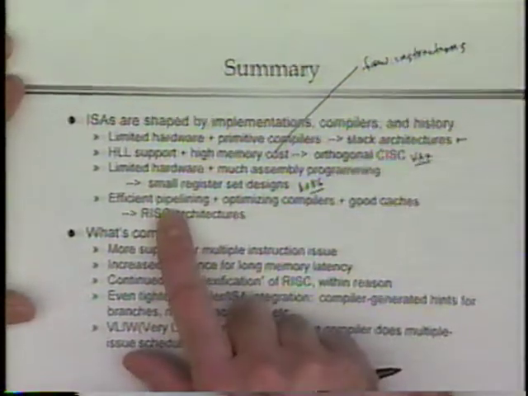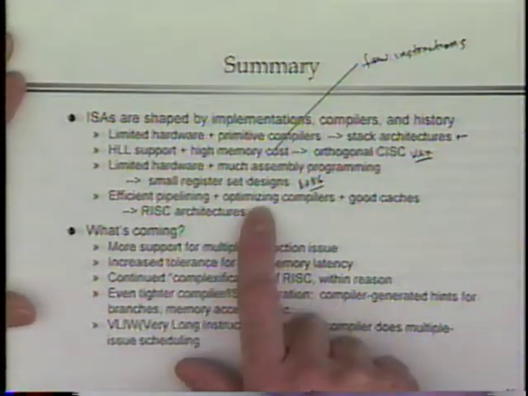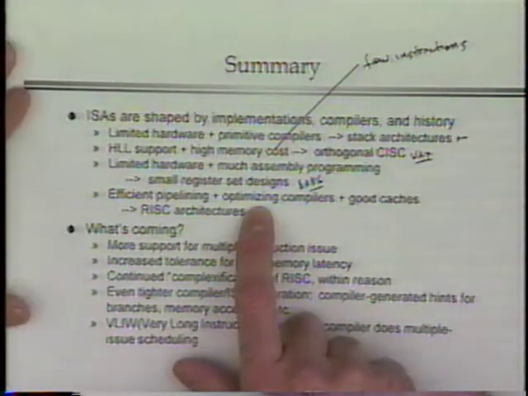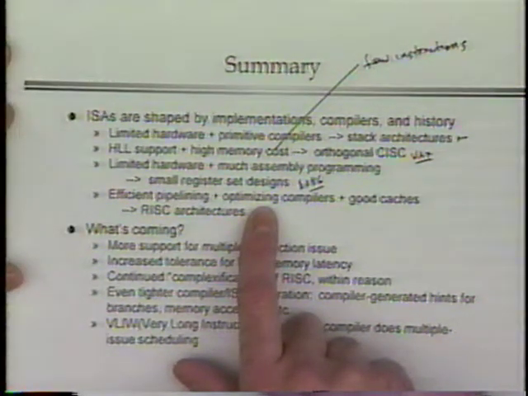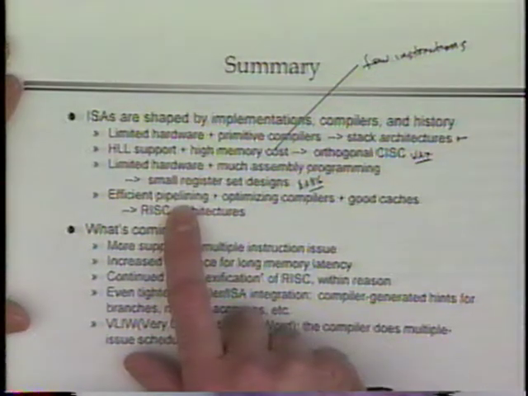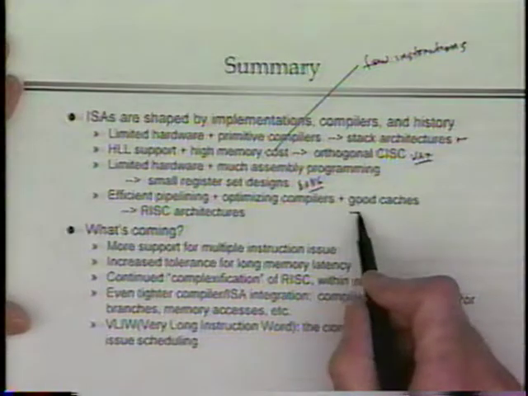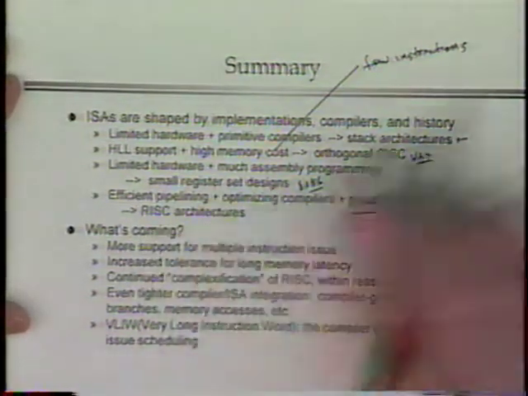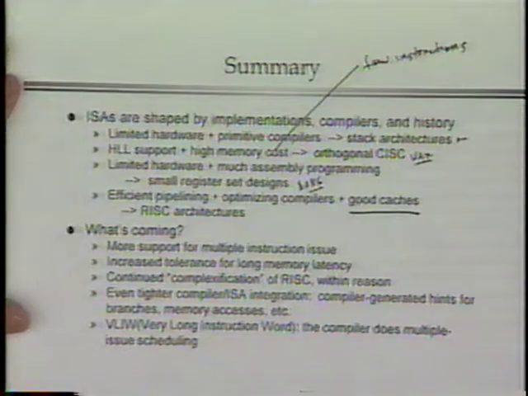If in fact you're more interested in efficient pipelining and you have optimizing compilers, not people doing the assembly language programming, and those compilers can do a lot of instruction reordering to keep the pipeline running efficiently, and in fact you have good caches, so keeping the program extremely small is not so much an issue anymore, then you're led to design machines that look like the current hot topic, which are the RISC architectures.